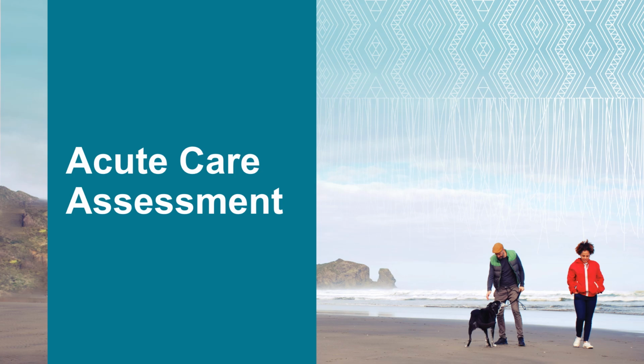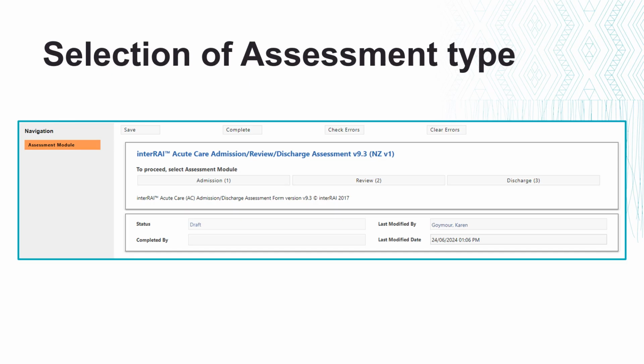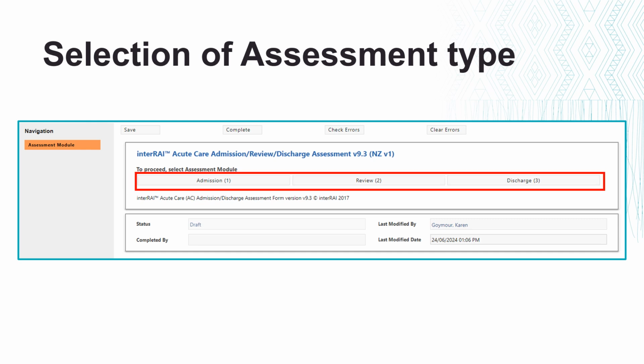Let's look at what changes are in the acute care assessment. In the new single-page application, when you open your acute care assessment, you will first need to select whether you are conducting an admission, review, or discharge assessment. This will determine which items open for your assessment.